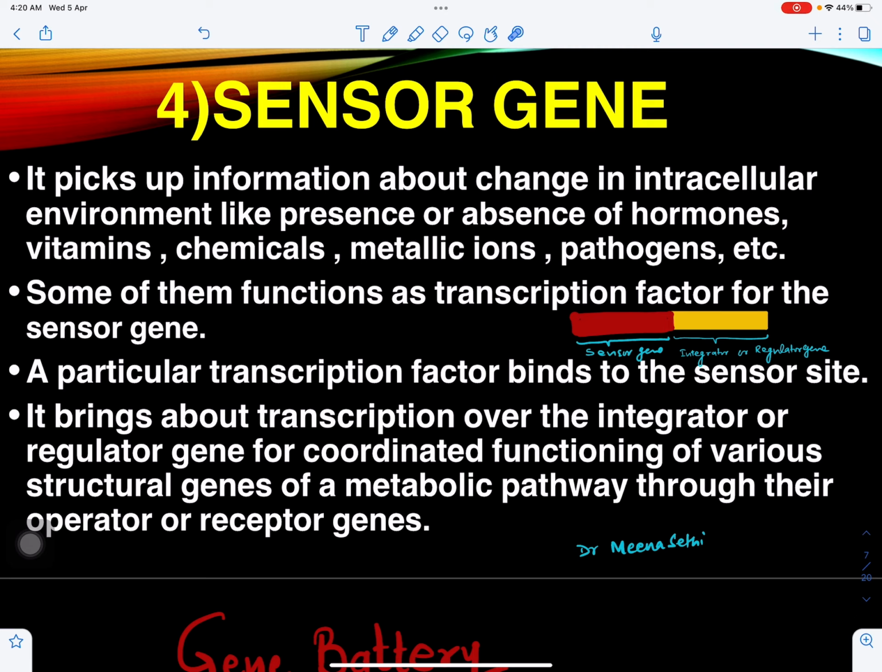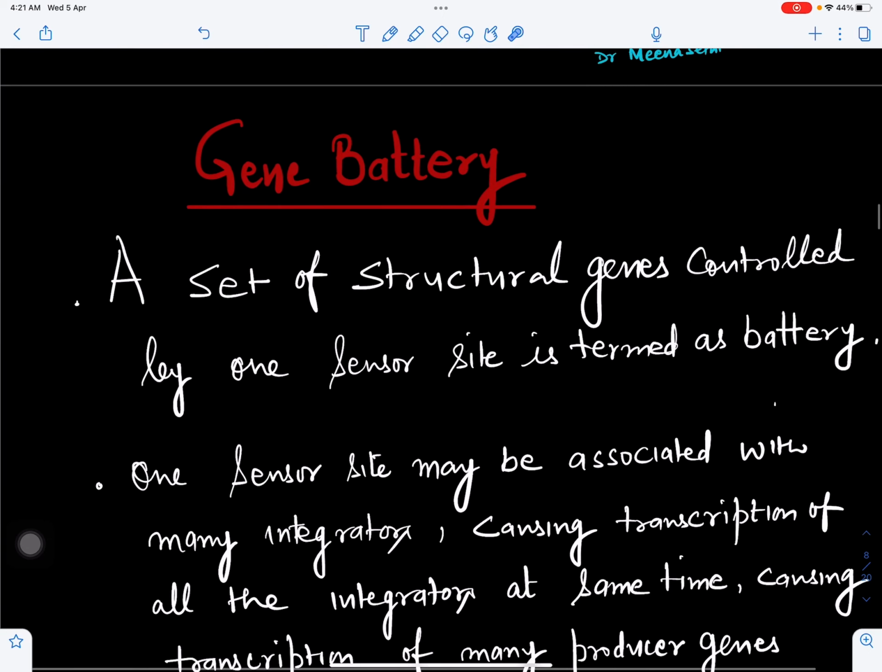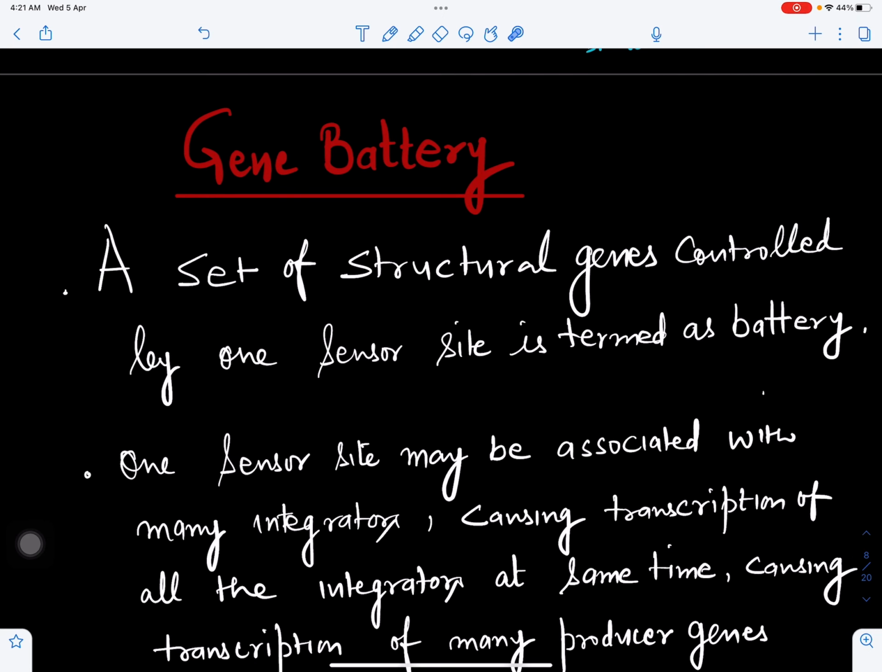Now, if transcription factors are active, then only the sensor gene will work, and if transcription factors are not active, then this sensor gene will not work. If the sensor gene is not working, then the integrator or regulator gene will not participate in the formation of RNA and later on proteins. So there are four kinds of gene as we discussed: producer or structural gene, receptor or operator gene, integrator or regulator gene, and sensor genes. So we can see here one gene is being controlled by other genes.